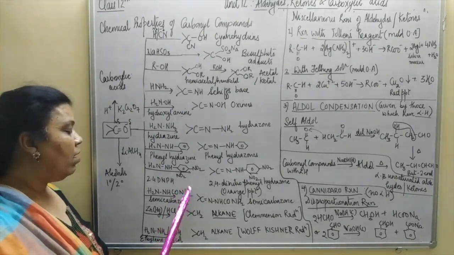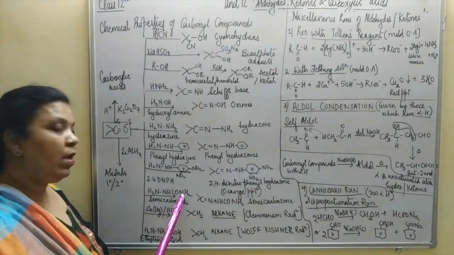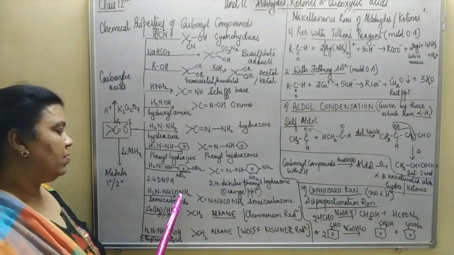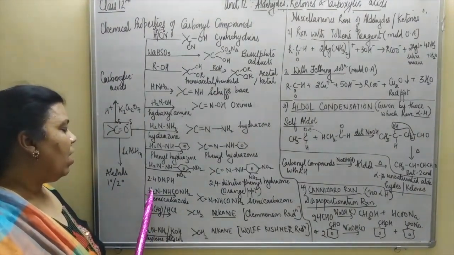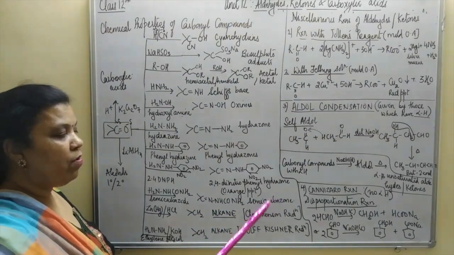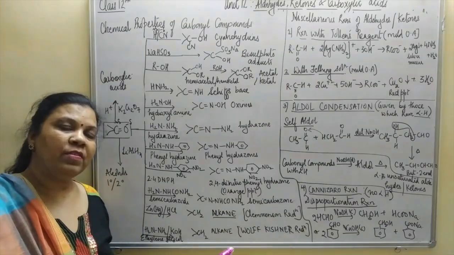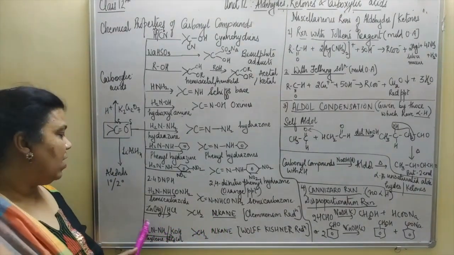Hence, from here H2 cannot be removed, since there will appear a positive charge of nitrogen on account of resonance. Therefore, only the NH2 group of this side removes water and results in the formation of semicarbazones. Next are two very important reactions which have already been discussed earlier also. Let us revise them once again.